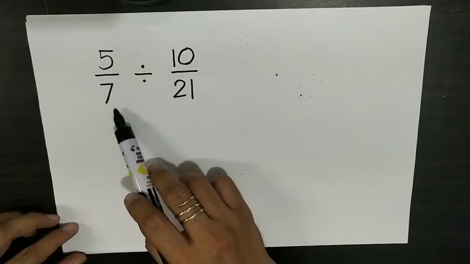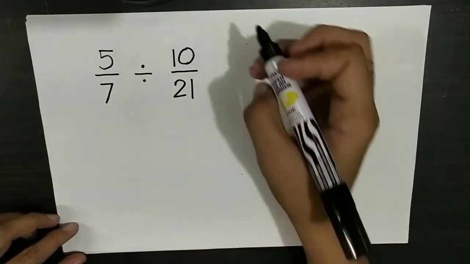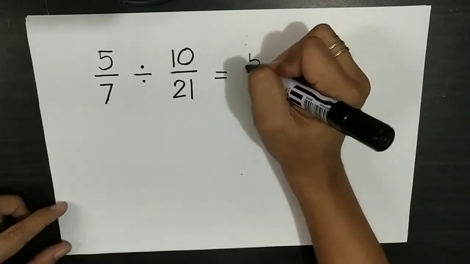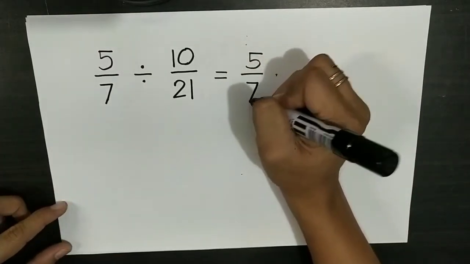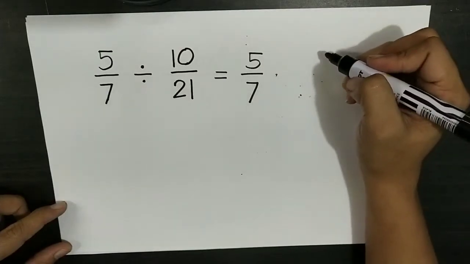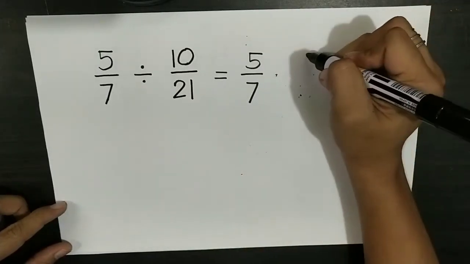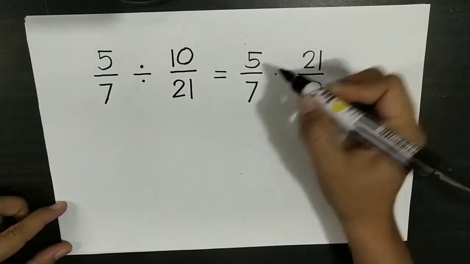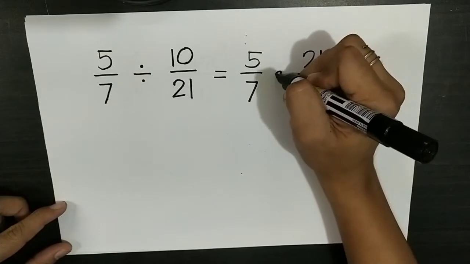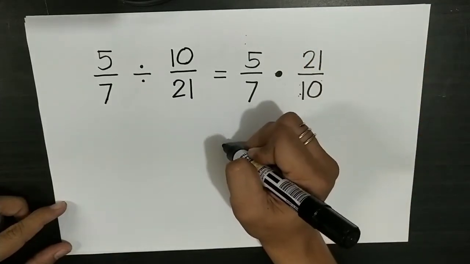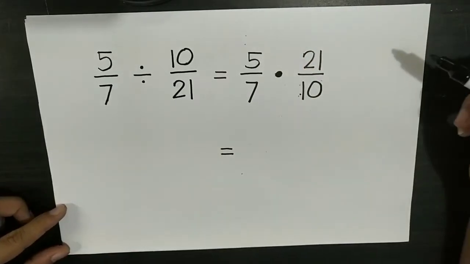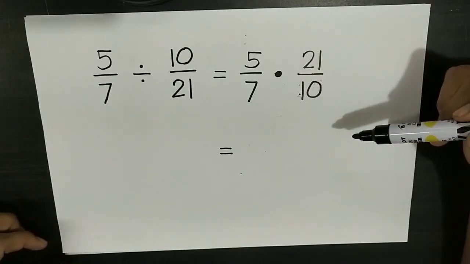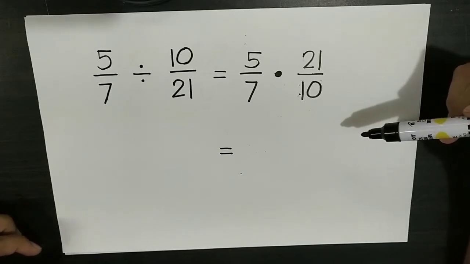We have 5/7 divided by 10/21. Again, we will copy the first fraction, 5/7, then reciprocate the second fraction. We have 21/10. From division, proceed to multiplication. So we will find numbers in the numerator and denominator which have common factors so that we can reduce it to lowest terms.